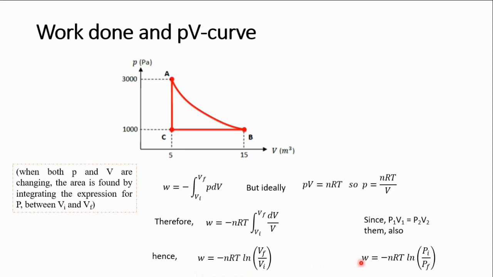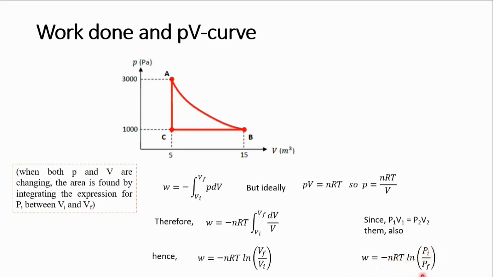Of course, you might be wondering, okay, but what if I don't have the volume values? What if I'm given the pressure values? No problem. You can use this formula. Work is equal to minus nRT ln P initial over P final.